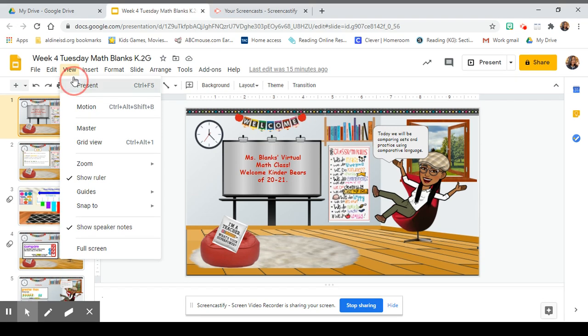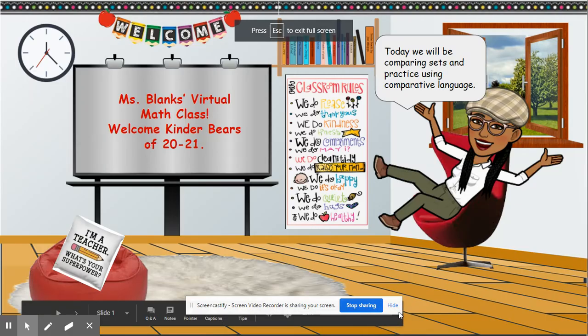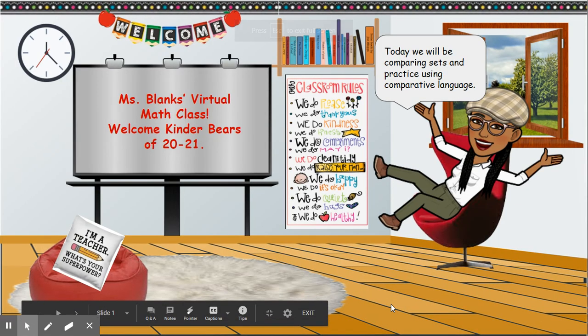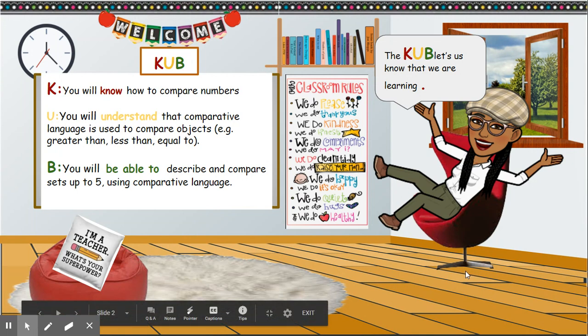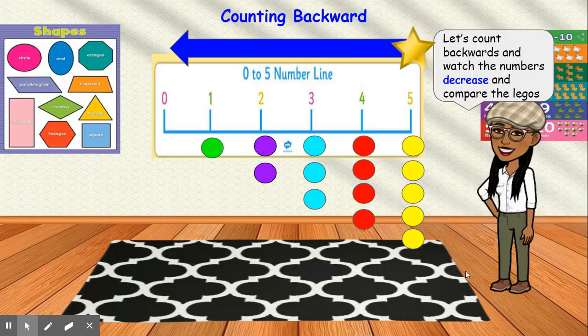Blanks' virtual math class. And today we are going to be comparing sets and practice using comparative language. By the end, you will know how to compare numbers. You will understand that comparative language is used to compare objects like greater than, less than, and equal to. And you will be able to describe and compare sets up to 5 using comparative language.